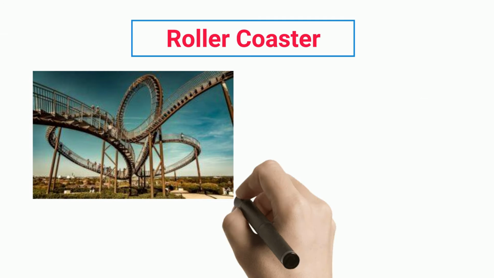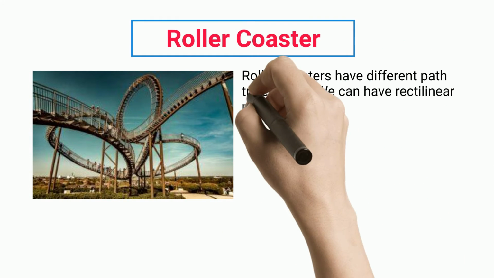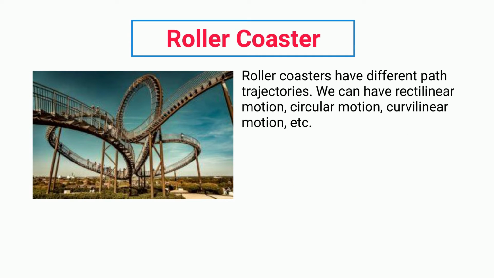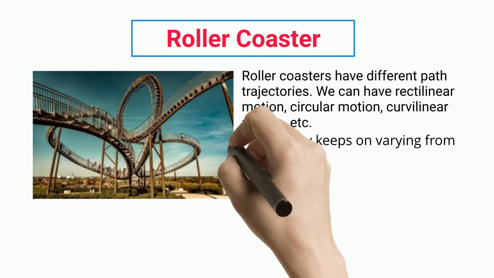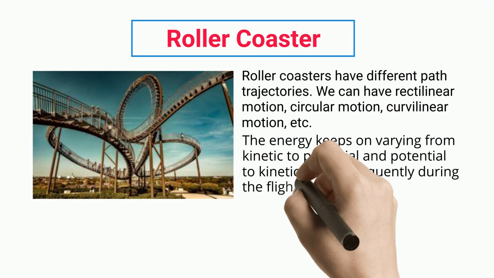Roller coaster. Roller coasters have different path trajectories. We can have rectilinear motion, circular motion, curvilinear motion, etc. The energy keeps on varying from kinetic to potential and potential to kinetic energy frequently during the flight on the coaster.